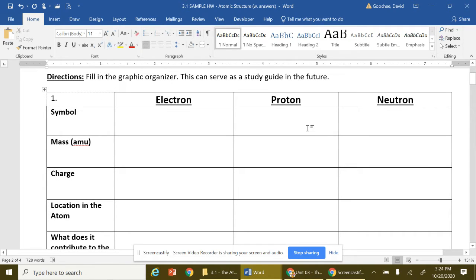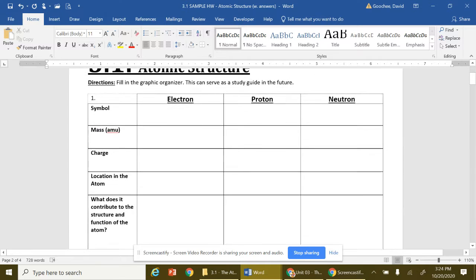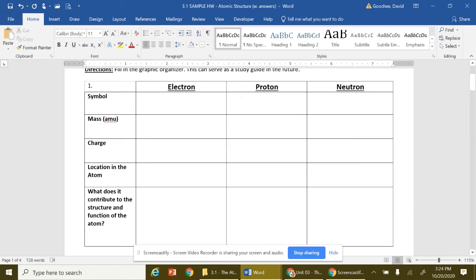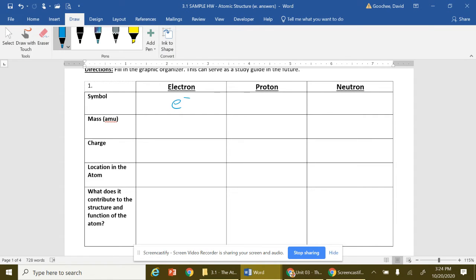Now, the first part of your homework is that you should fill out this little cheat sheet, this little guide here on the different subatomic particles in the atom, okay? So, for example, the electron, what is the symbol for an electron? It is E with a little minus there. A proton is a P with a little plus. A neutron is an N with a little zero.